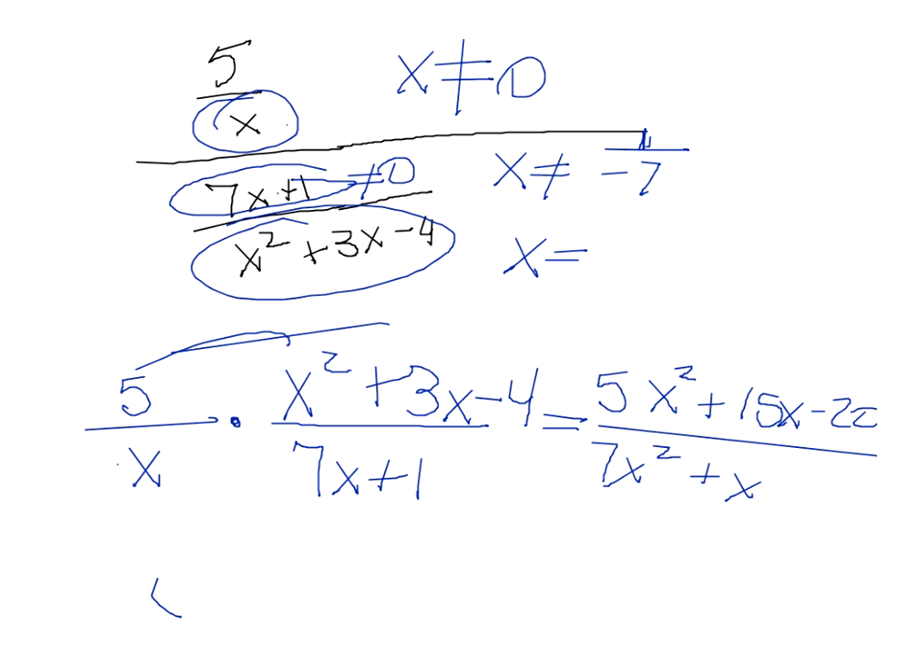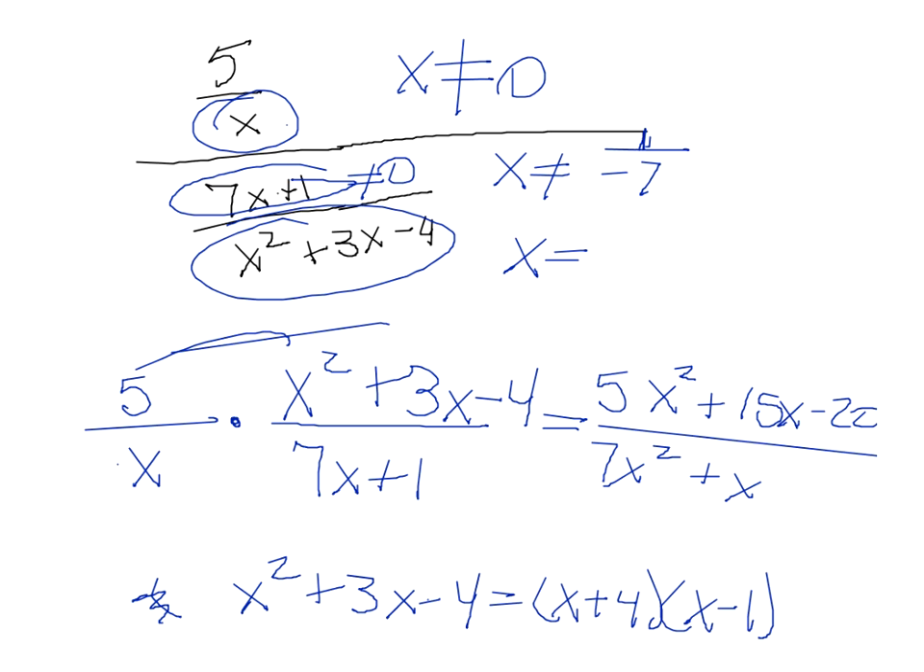So x squared plus 3x minus 4 equals x plus 4 times x minus 1. And so x can't be minus 4, because that would make that 0, wiping everything out, and x cannot be minus 1. Not minus 1, positive 1. So x cannot be minus 4 or 1. So x can't be 0, it can't be negative 1/7, it can't be negative 4, and it can't be 1. Alright, and that's what I had for this recording.